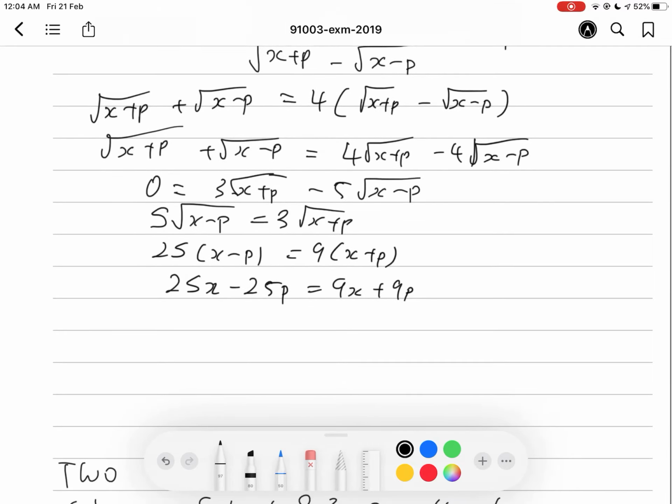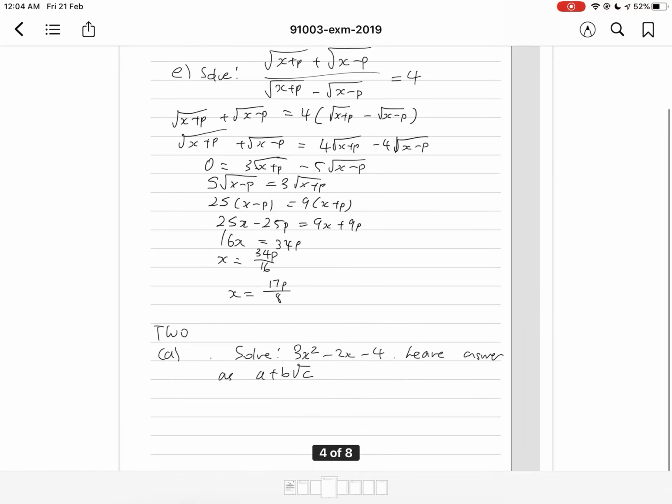And we were looking for x in terms of p. So x in terms of p, we'll have 16x equals 34p. And therefore we will have x equals 34p over 16, and if we simplify it, we'll get x equals 17p over 8. And that's your final answer for this question.